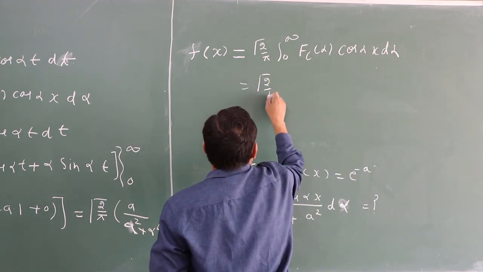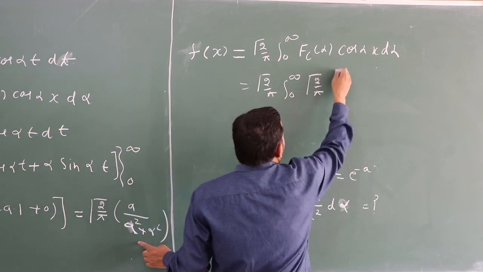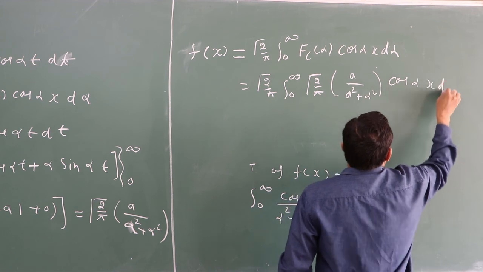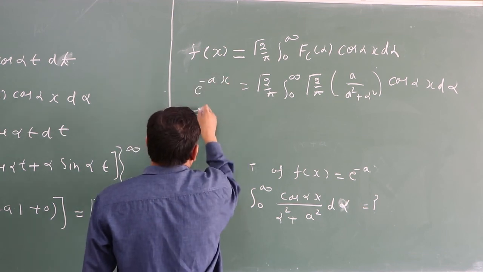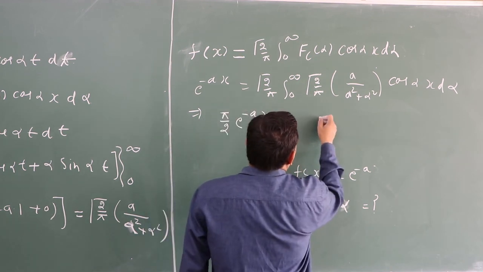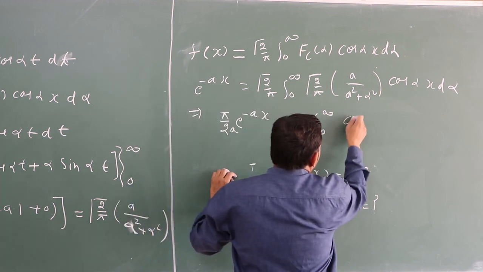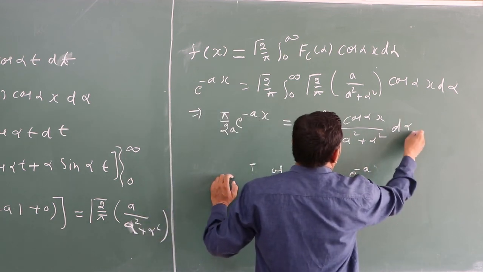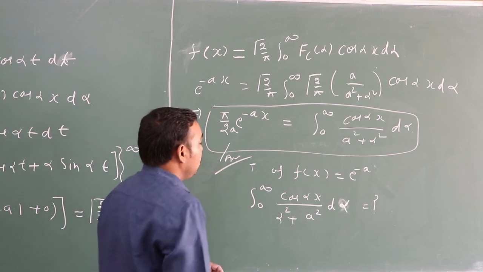So write here 2 upon pi integral 0 to infinity, and F_c(alpha) we know is under root 2 upon pi a upon a square plus alpha square, cos alpha x d alpha. And we know that the value of this is simply e to the power minus ax. So we can write pi upon 2 e to the power minus ax equal to integral 0 to infinity, and a will come here, pi upon 2a cos alpha x upon a square plus alpha square d alpha. So this is the value of the integral, and this is the final answer.